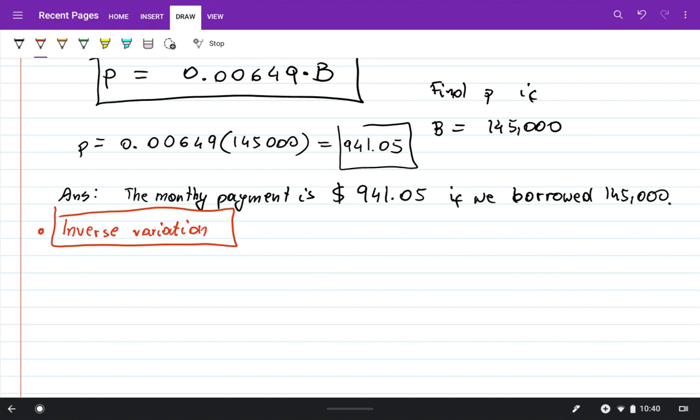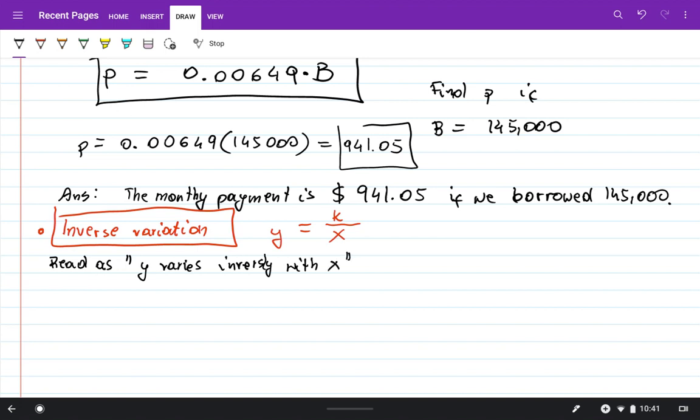This is the formula of inverse variation. You still have two variables, y and x. So we have y equals the constant of proportionality divided by x, so the inverse of x. Inverse variation is read as y varies inversely with x.